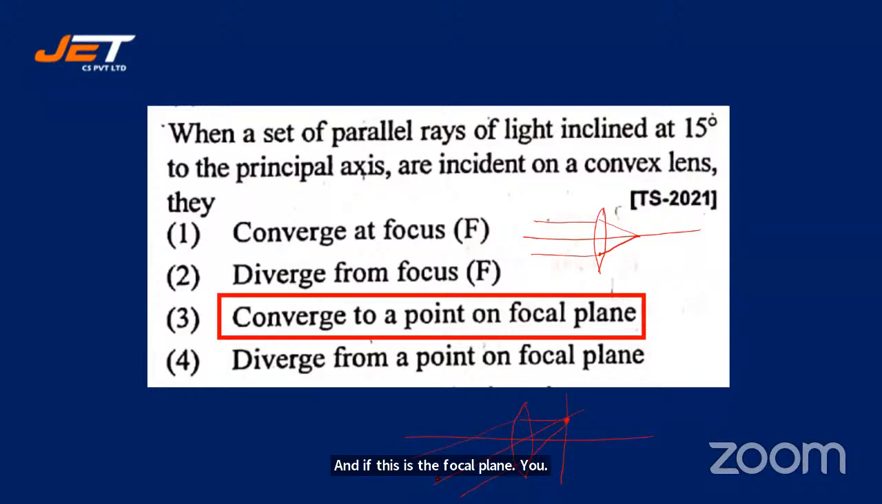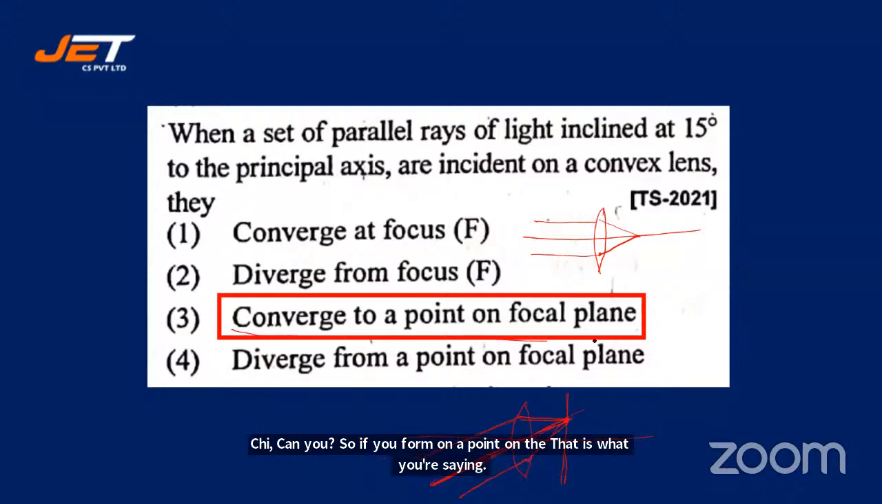Chudandi, this ray which is passing through the optic center will go undeviated, straight vellipothundi. Since this ray passes through the center, this ray comes and joins here, and the ray from below comes and joins here. So it will form at a point on the focal plane. That is what it is saying, converges to a point on a focal plane.